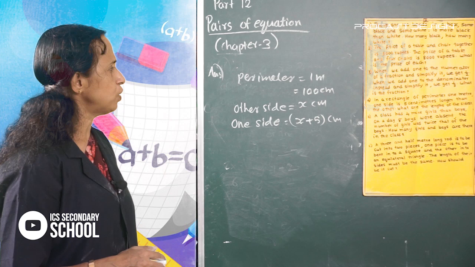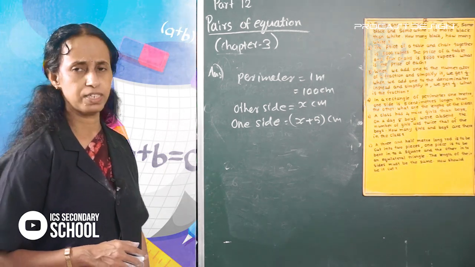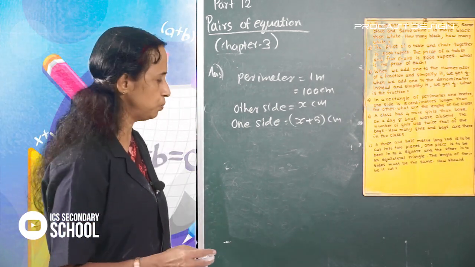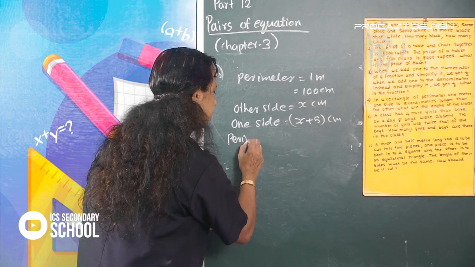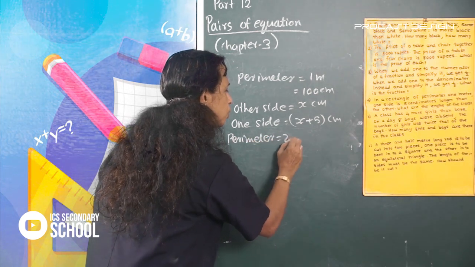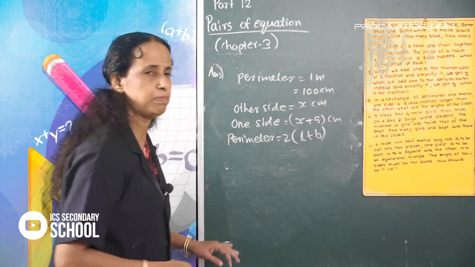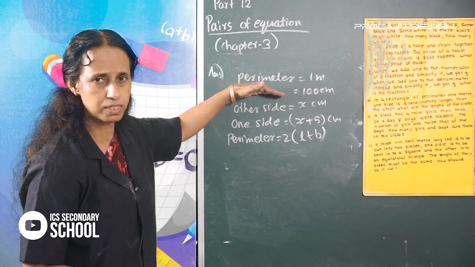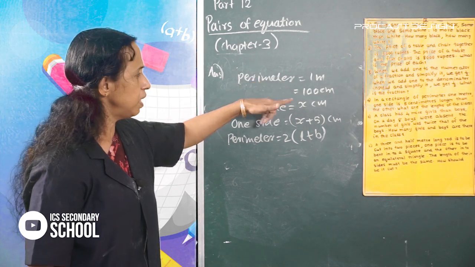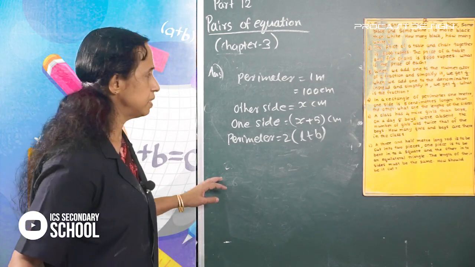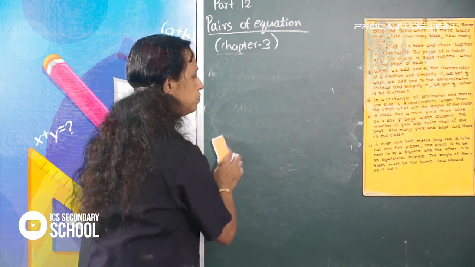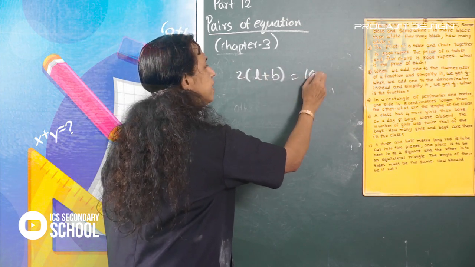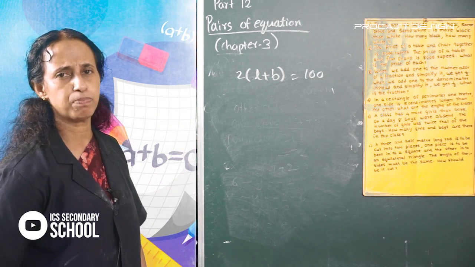We know that perimeter of the rectangle is equal to 2 into length plus breadth. Perimeter is given, 100 centimeter. So we can write 2 into length plus breadth is equal to 100.